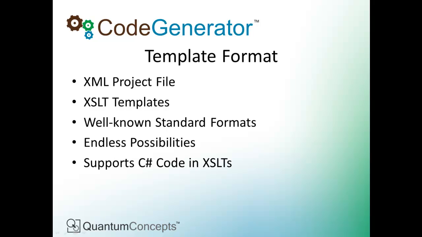So how exactly do the templates work? First off, CodeGenerator stores all of your information, such as your schema, your customizations, and the extended features in an XML project file. This file is passed to each one of your XSLT templates. The template then transforms the XML into your desired output. Since XML and XSLT are well-known standard formats, you can hit the ground running right away. You don't have to learn a new language, because you've likely already worked with XML and XSLT. Using XPath, third-party extensions, and even C# code, there are literally endless possibilities.